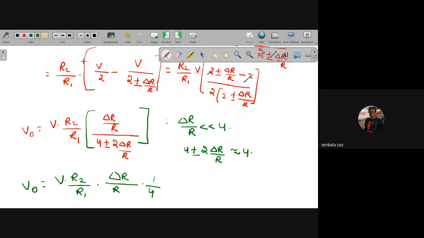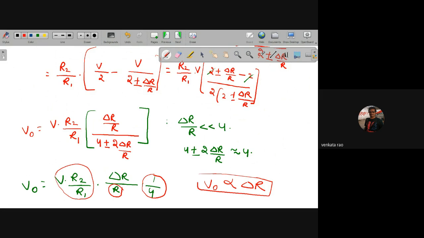In this, this is constant, this is constant, this is also constant. So your output is directly proportional to change in resistance. That is the instrumentation amplifier. See clearly here, output is changing with respect to change in input, change in resistance.